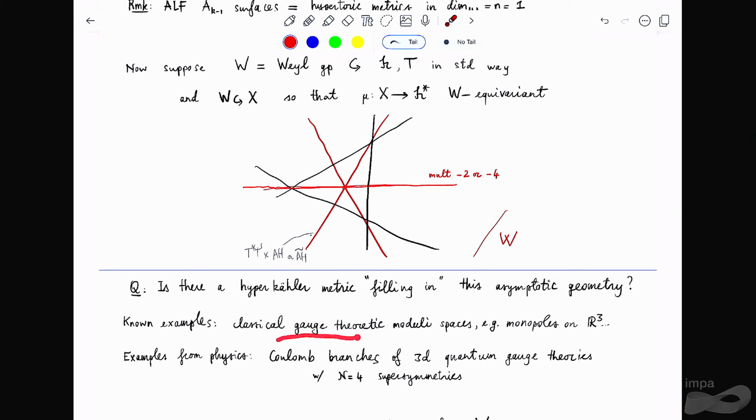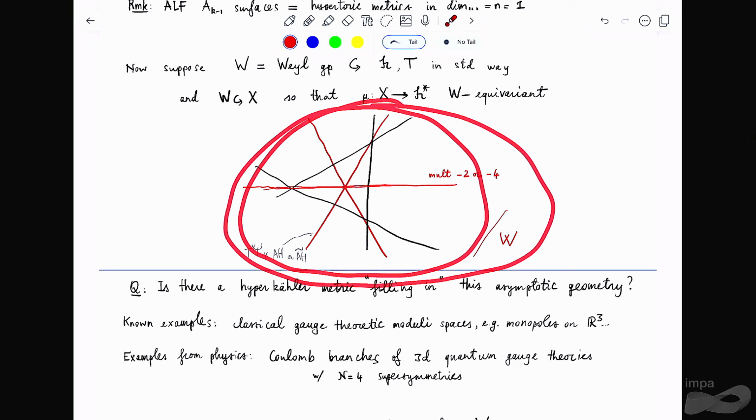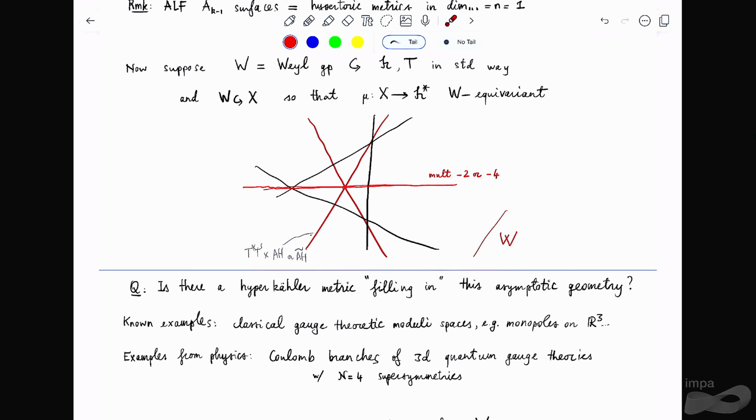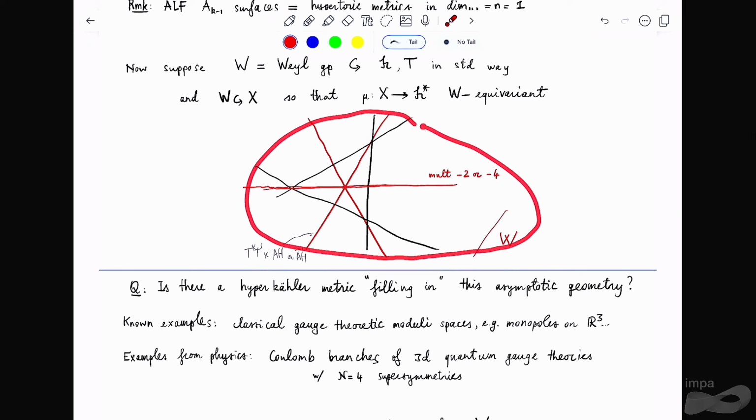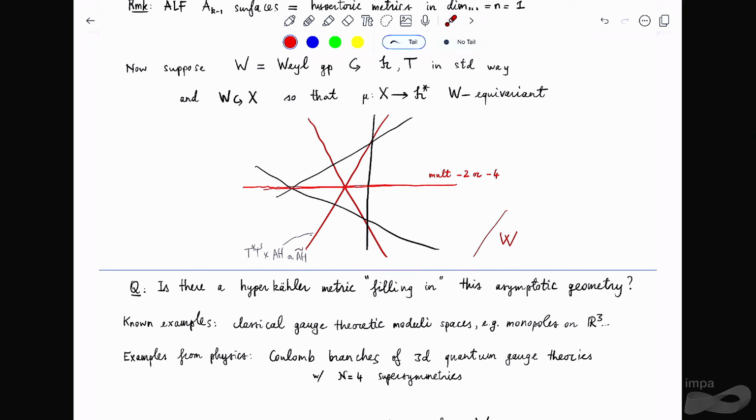So many moduli spaces in gauge theory, and particularly moduli spaces of monopoles on R3 or monopoles with singularities on R3, are going to have an asymptotic geometry that can be described by a cartoon like this. For example, I think this cartoon should correspond to the asymptotic geometry of a moduli space of centered charge 3 monopoles on R3 with one singularity. But anyway, so there are examples.